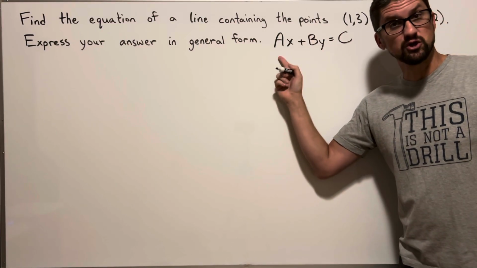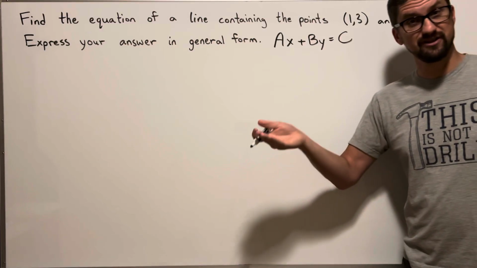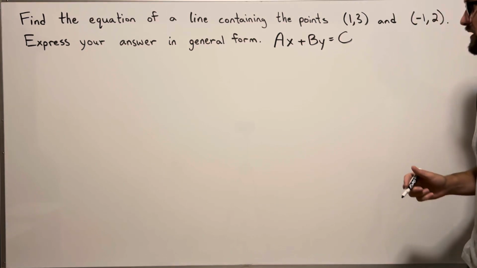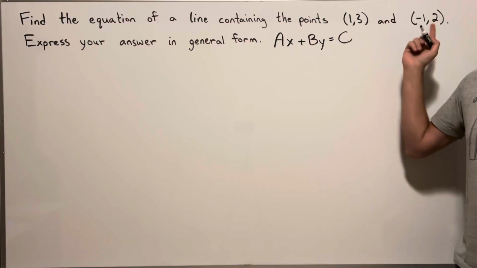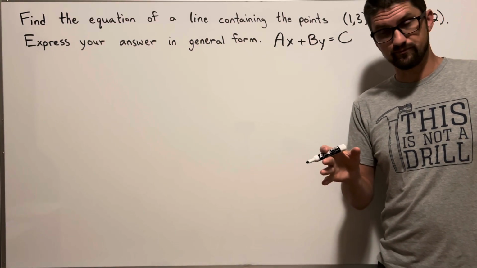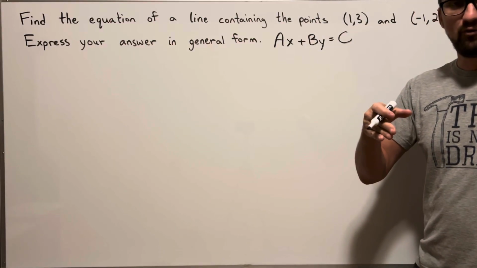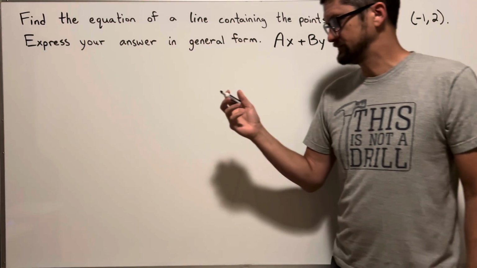The x and y terms are on the left-hand side, and c, which is going to represent a number, is on the right-hand side. So we need to figure out this form of a line that contains these 2 points. We're ultimately going to use point slope form, and to be able to use that form I need to find the slope.